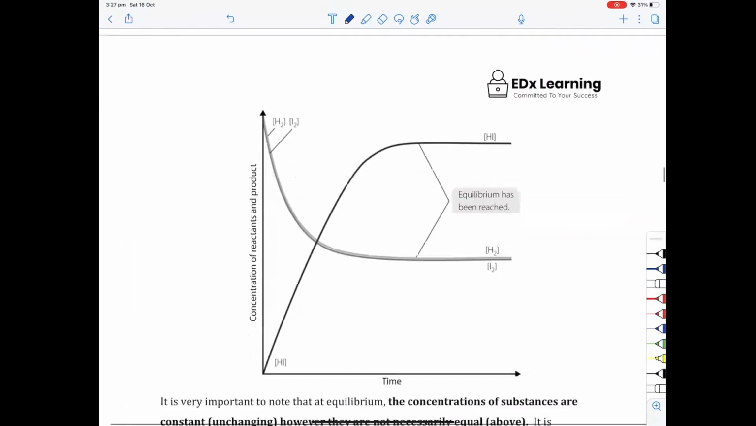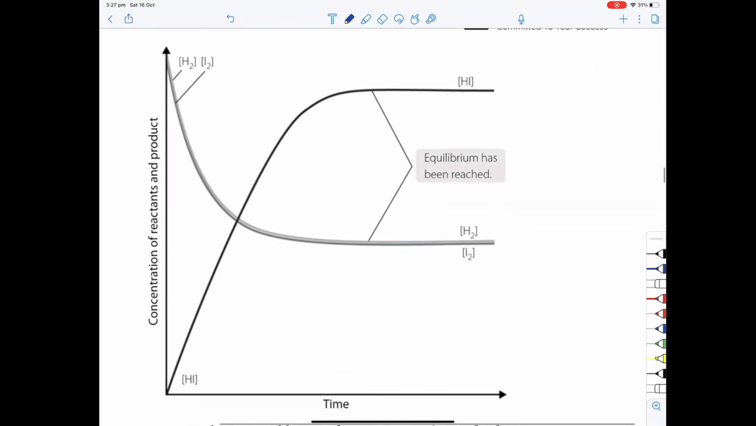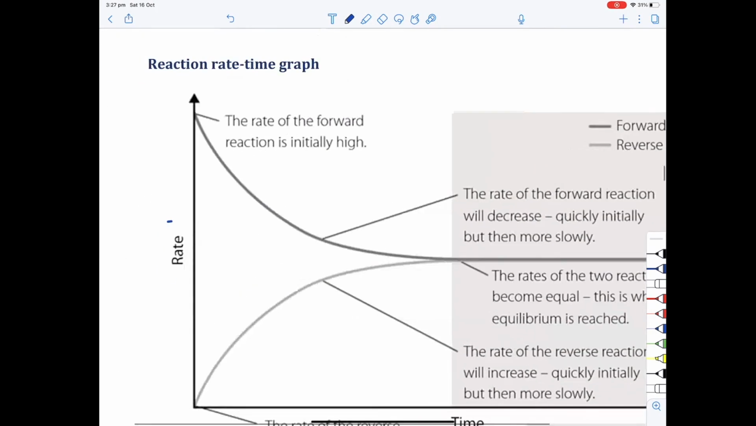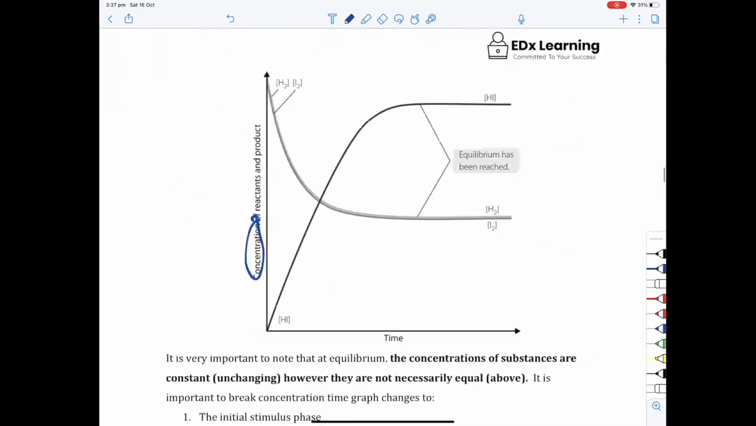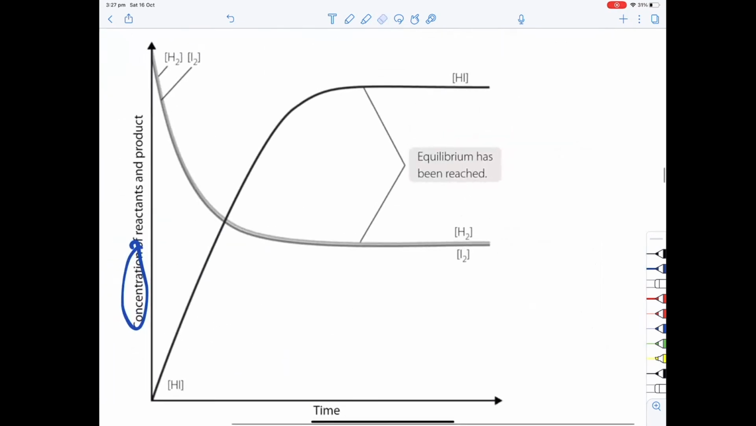The higher yield graph is this one. What do you notice is different about this graph? So Riyasat, what's different with this graph? The difference is that the concentration, yeah, it is the concentration, not the rate, on the graphs. They aren't equal. They become constant at equilibrium. Very good, right? So he's applying the principles that he's learned, right?